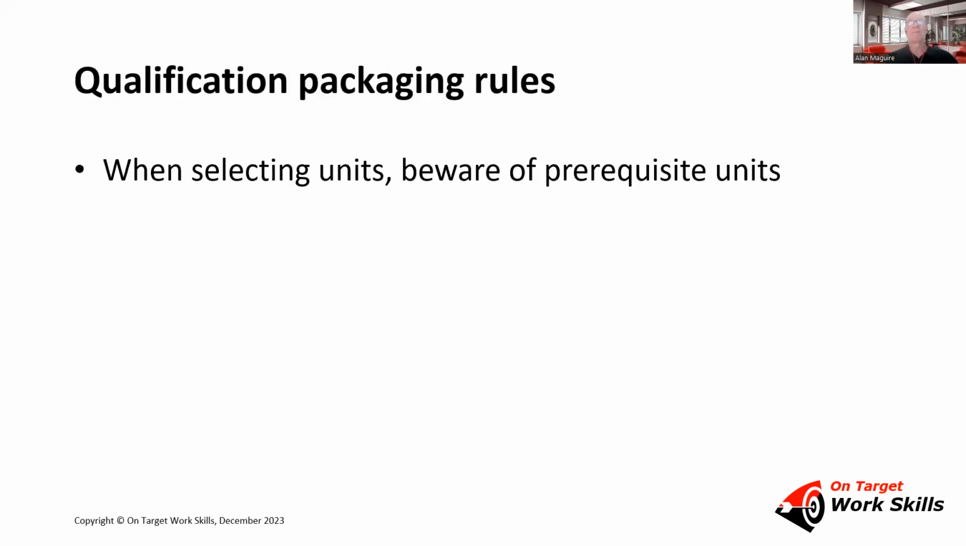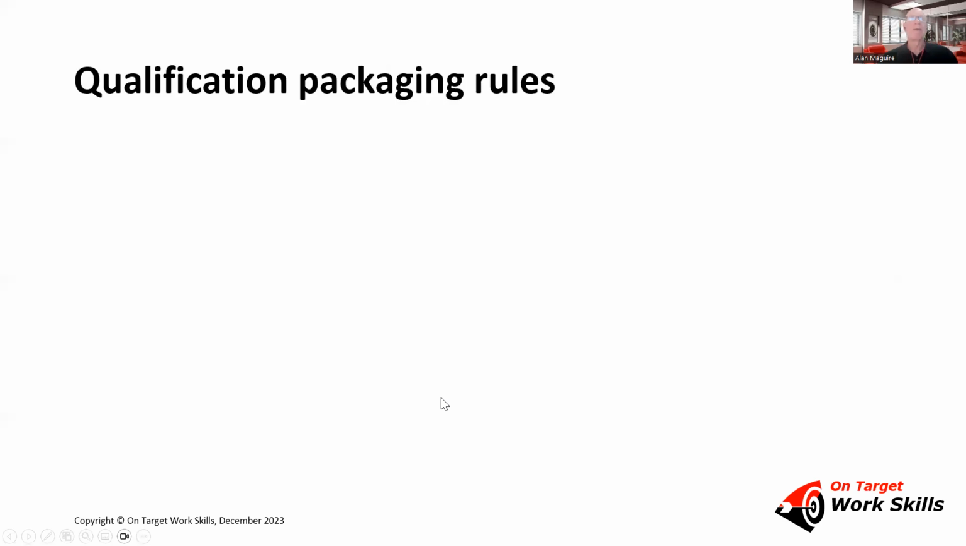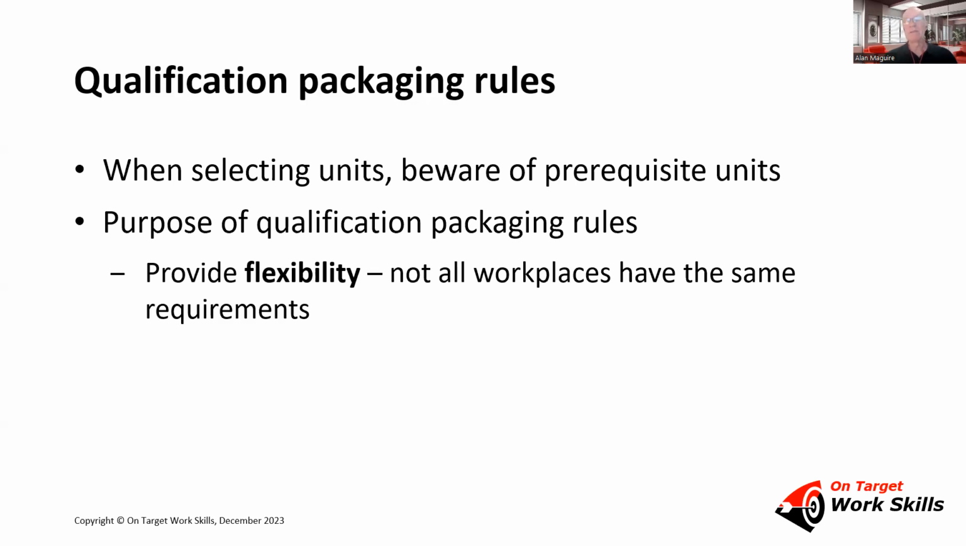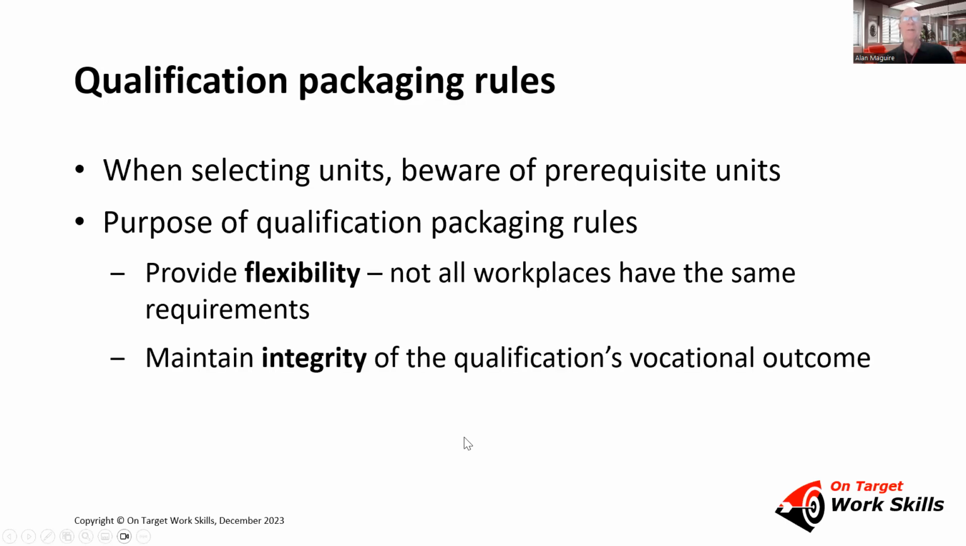So, quick notes about qualification packaging rules. When selecting units, be aware there can be prerequisite units. If there is, we must select those. The purpose of qualification packaging rules is to provide flexibility. Not all workplaces, not all jobs have the same requirements. So by having elective units, it allows us to be flexible in selecting appropriate units, but also we're wanting to maintain the integrity of the qualification.